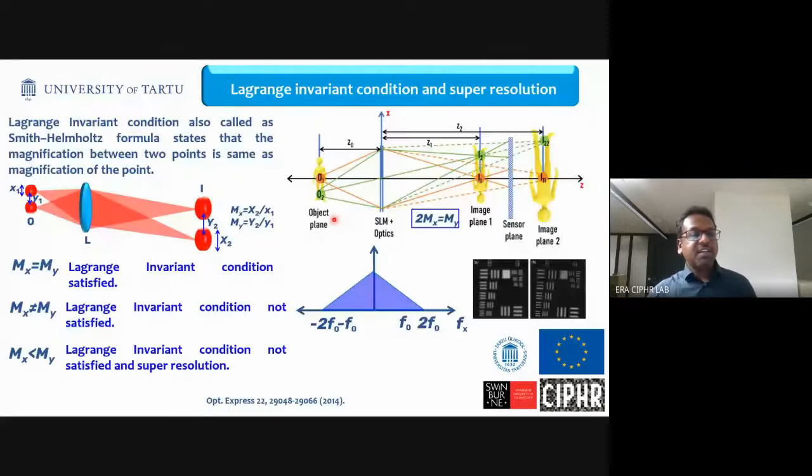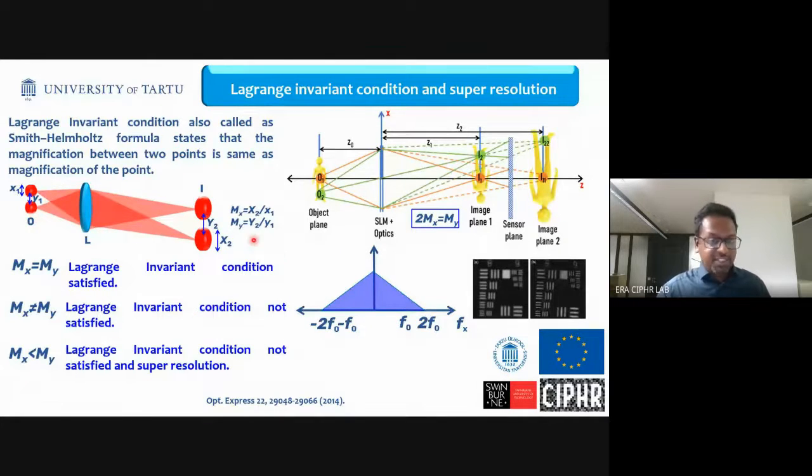Okay, so this Lagrange invariant condition is also called the Smith-Helmholtz formula. There are different ways to explain this formula, but I prefer to go with the magnification method. So let us say there are two points, and x1 is the size of the point, and y1 is the spacing between the two points. In a linear imaging system, the magnification mx, which is x2 by x1, is the ratio between the image and object, and this is the ratio between the spacing between the images and the spacing between the objects.